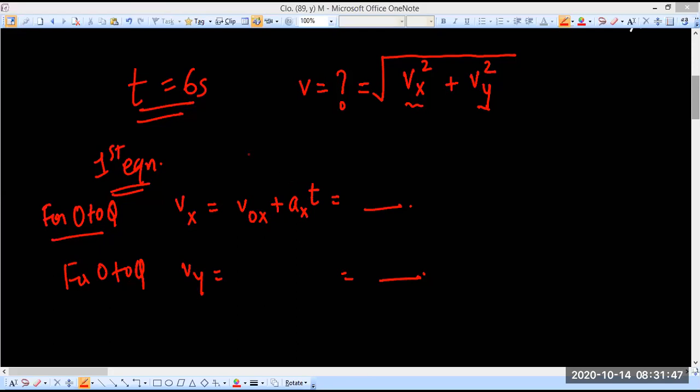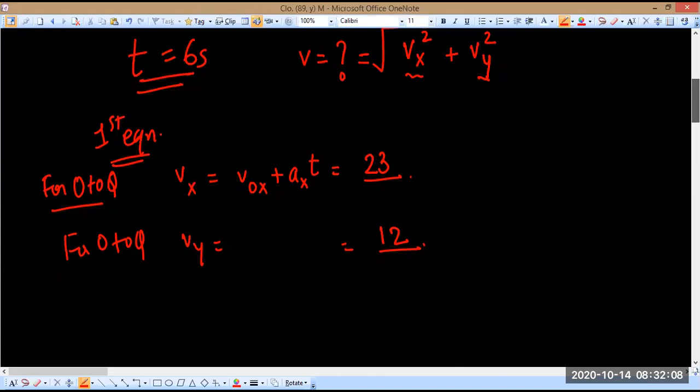Okay, so I think overall people have done it, that this is 23 and this is 12, right? This is 23 and this is 12. So let's put the values here. So we get speed. Okay, that's all we have to do. So the next step, just put these values.